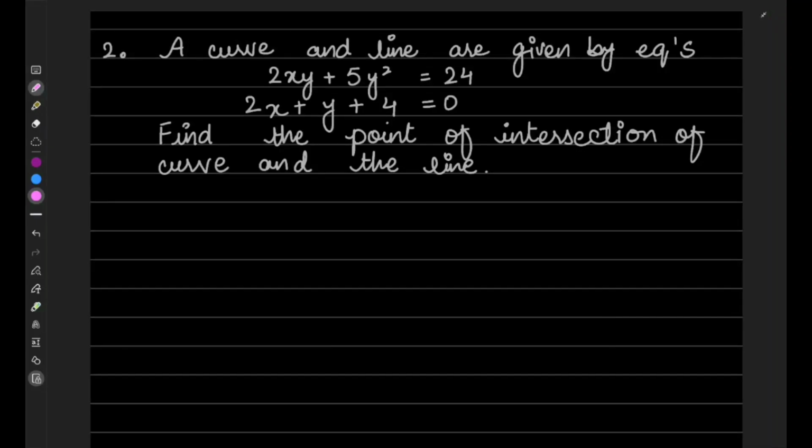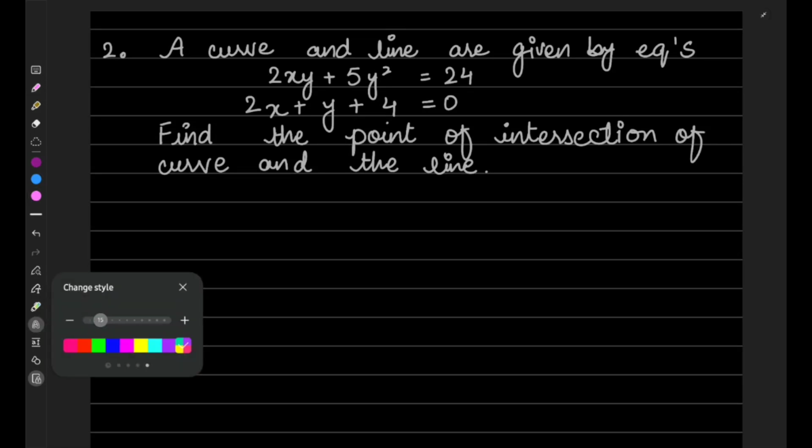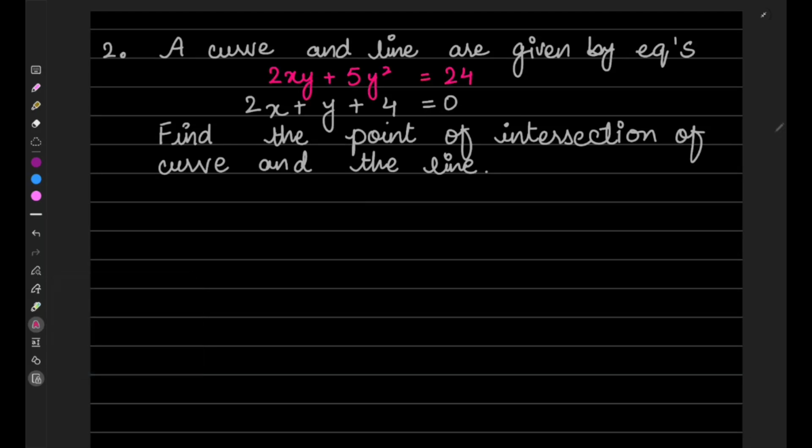Everyone, so this is question 2. A curve and a line are given by the equations 2xy + 5y² = 24, and the second equation is 2x + y + 4 = 0. Find the point of intersection of the line and the curve.